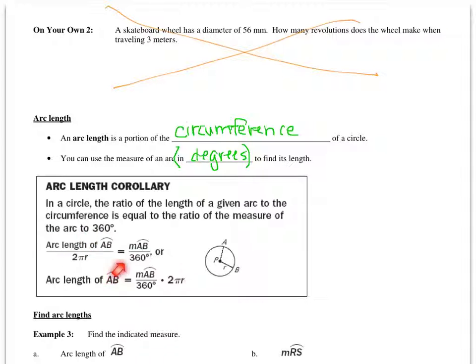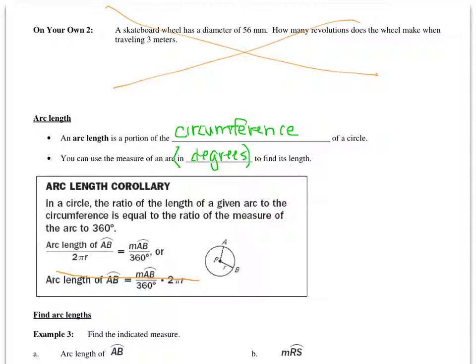And I like to use this one. I don't really use this one much at all, because to me this one makes sense. The degree measure of this arc over 360 is a proportion, just like the length of this over the circumference is also a proportion. So I always set up this problem right here, and I tend to not use this one at all. I'd rather not memorize that and rather just use the proportions for all these problems. So that's what you'll see me do for these ones.